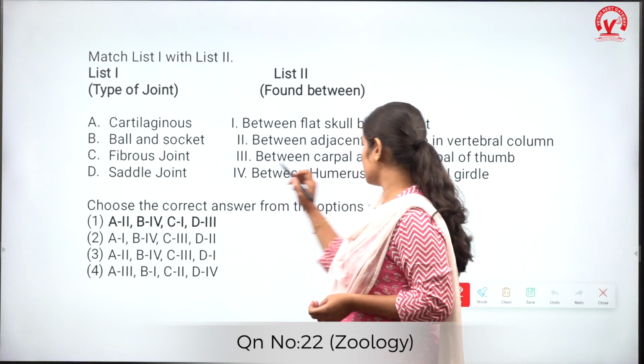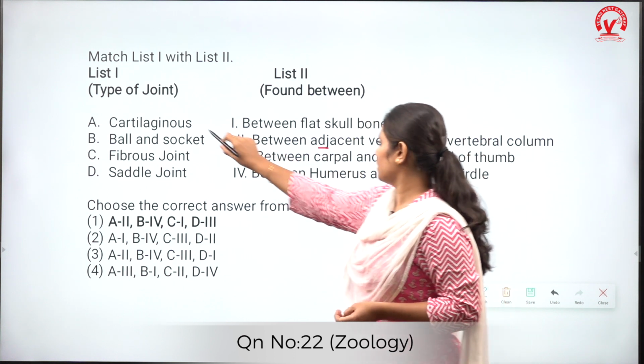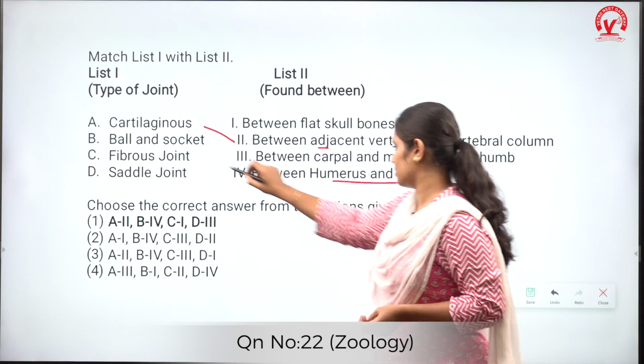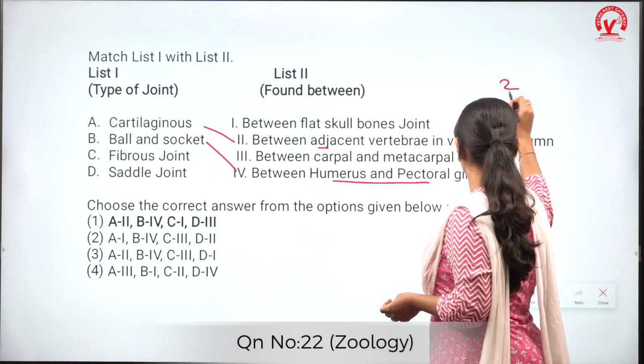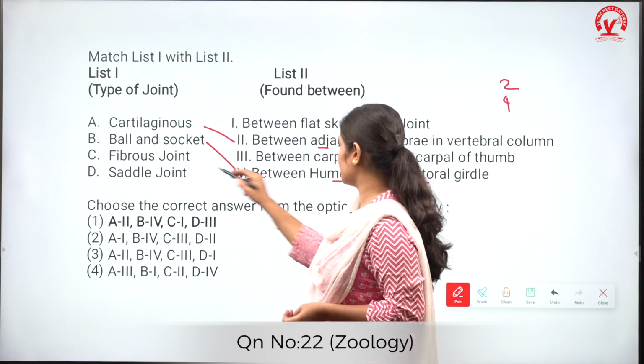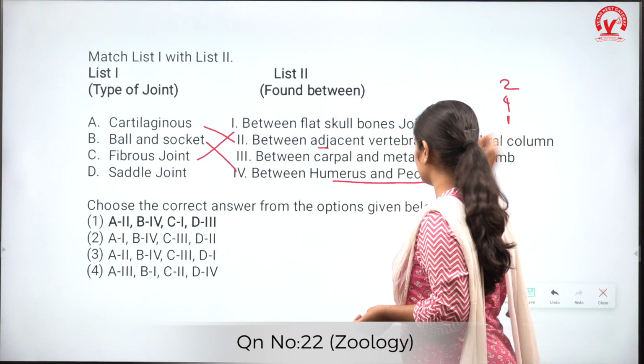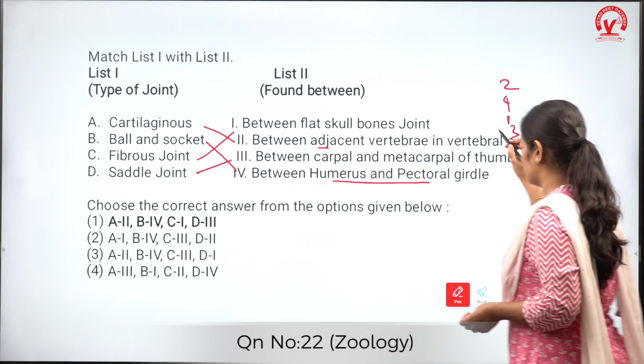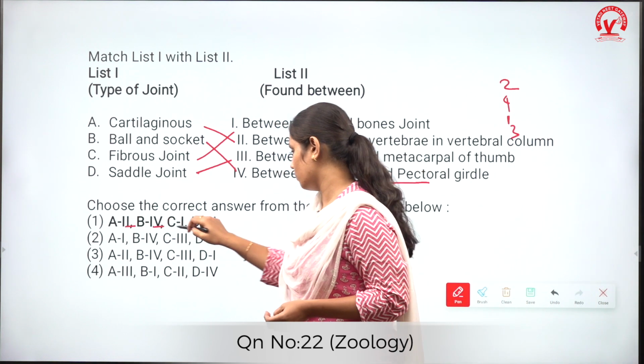So, cartilaginous joint is present between the adjacent vertebra. So, 2, ball and socket joint is present between humerus and pectoral. So, 2, 4. Fibrous joint is present between flat skull bones. 1. And saddle joint is present between the carpal and metacarpal of thumb. So, 2, 4, 1, 3. The option is 2, 4, 1, 3.